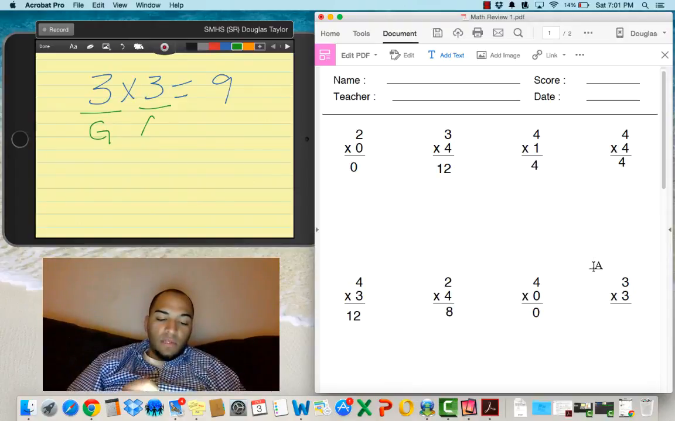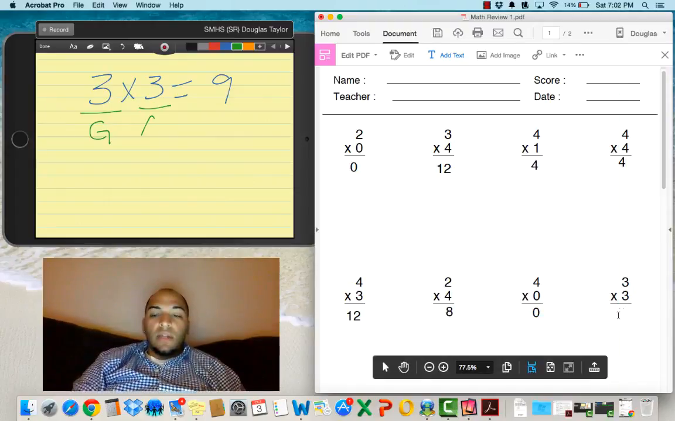Okay, so we have 3 in this group, plus 3 in this group, plus 3 in this group, which equals 9 when we add it together. 3 plus 3 plus 3 equals 9. That's how we got the 9 right here. So 3 times 3 equals 9.